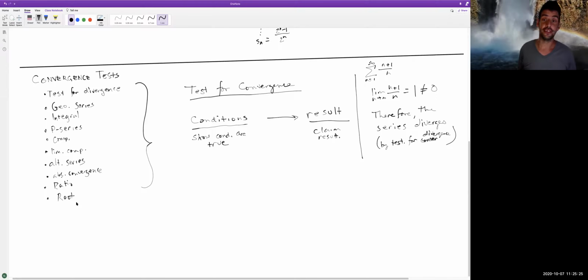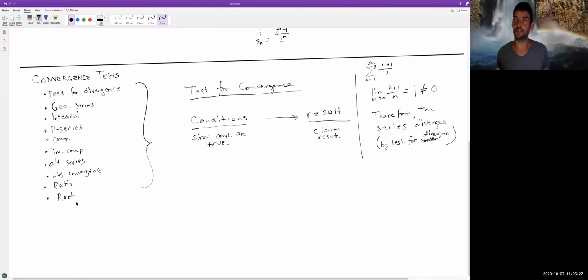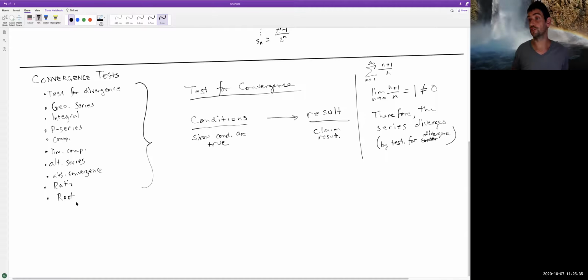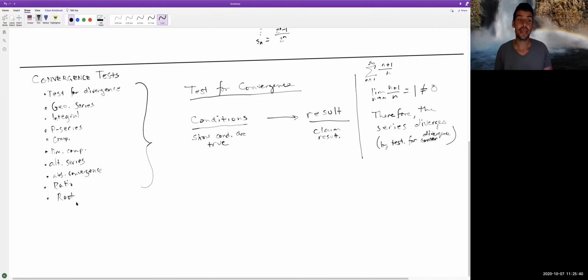In other words, if the limit of the terms of a series is 0, the series may diverge or it may converge. So we don't know anything. We're where we started, except not exactly where we started. We've eliminated one of our tests. The test for divergence didn't work. We move on to the next one.